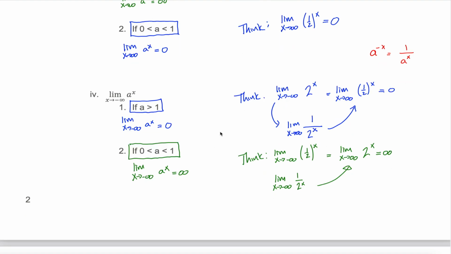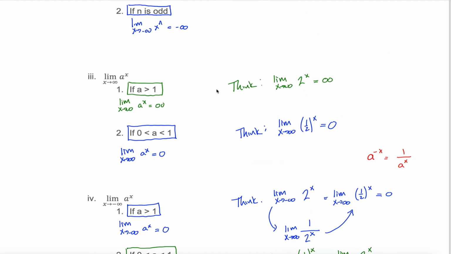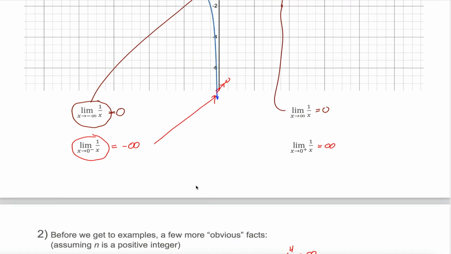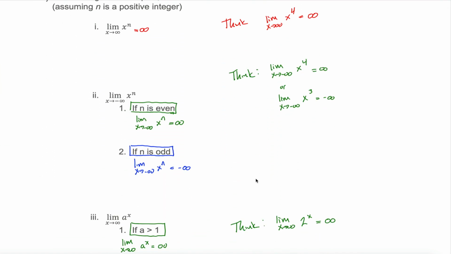I think there's 11 facts we've gone over in this video. We have these two, these two, these two, this one, and then these four up here. And you can memorize all 11 of those if you want. It wouldn't be that hard. It's just a bunch of infinities and zeros and negative infinities.